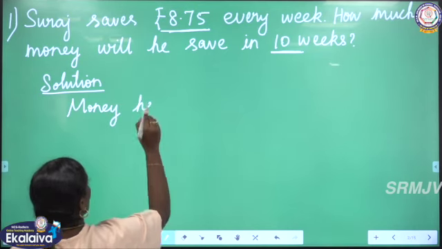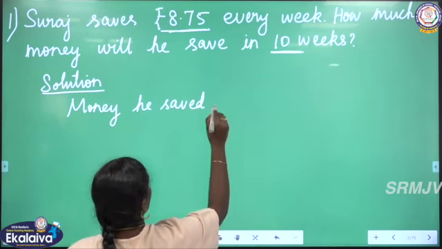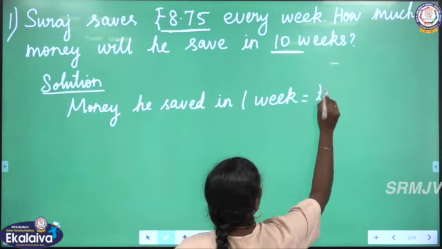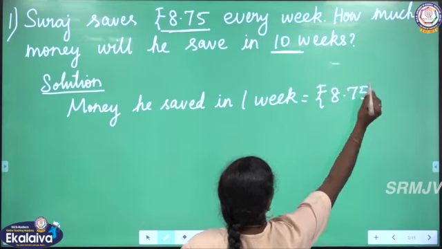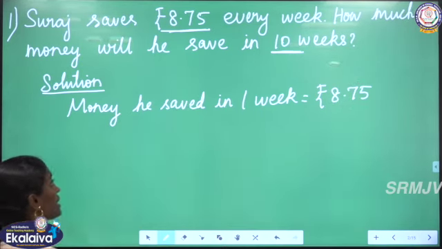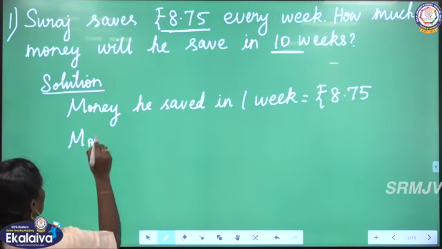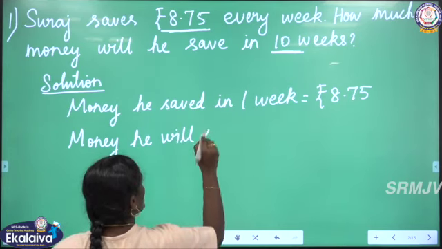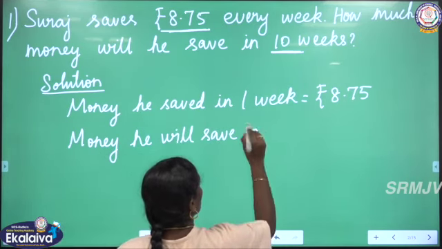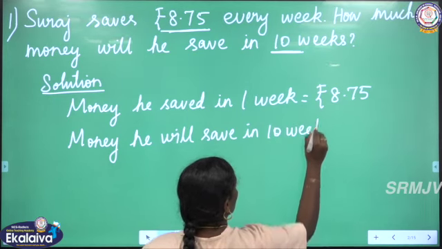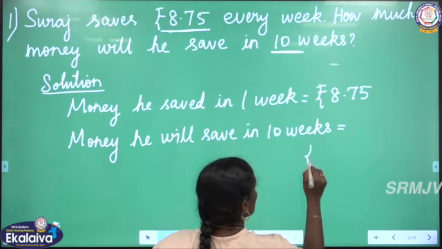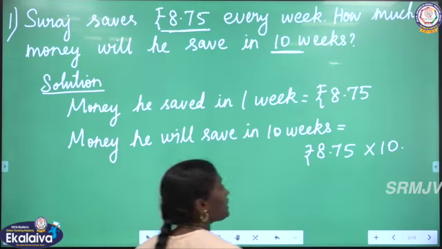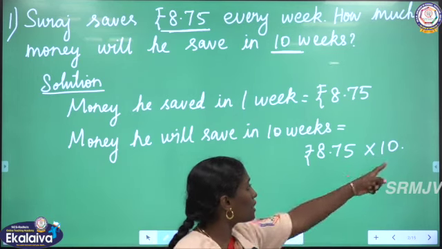Money he saved in 1 week is equal to 8 rupees 75 paise. Now we are going to find out the money he saved in 10 weeks. Money he will save in 10 weeks. Here rupees 8.75 into 10. Here we are going to multiply the decimal number by 10.